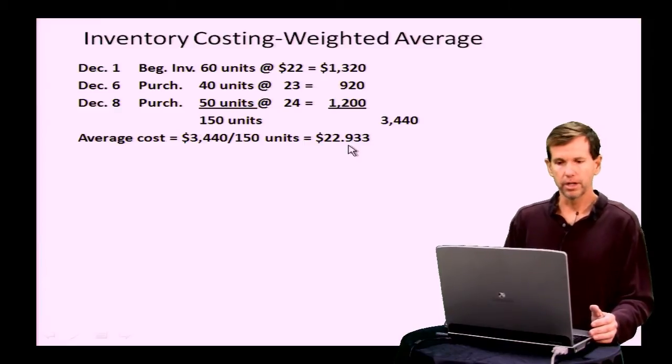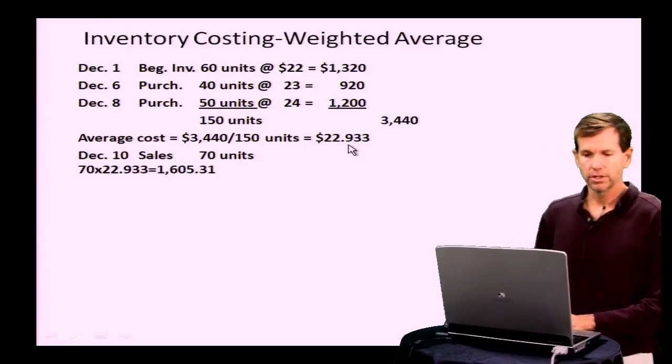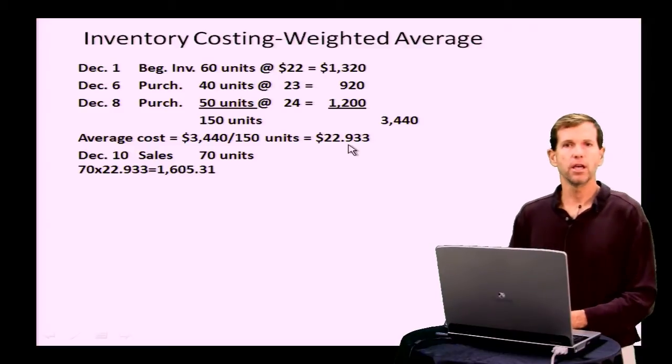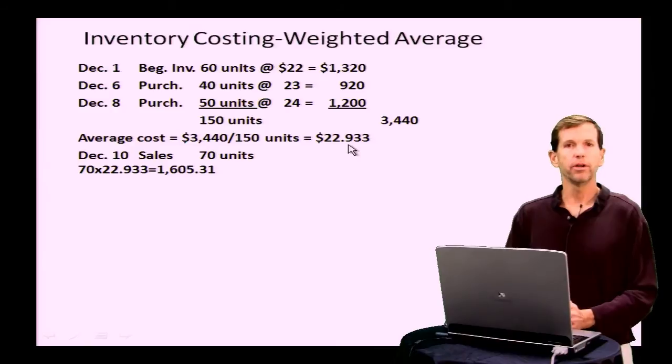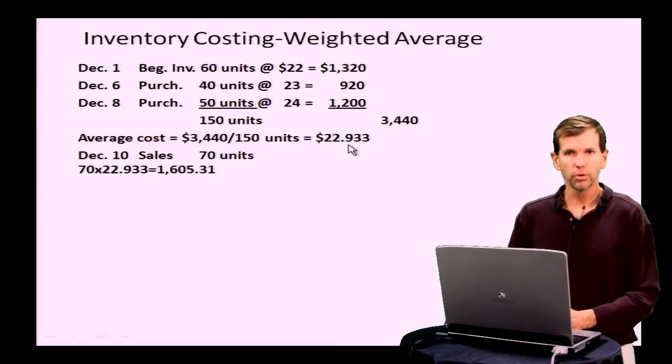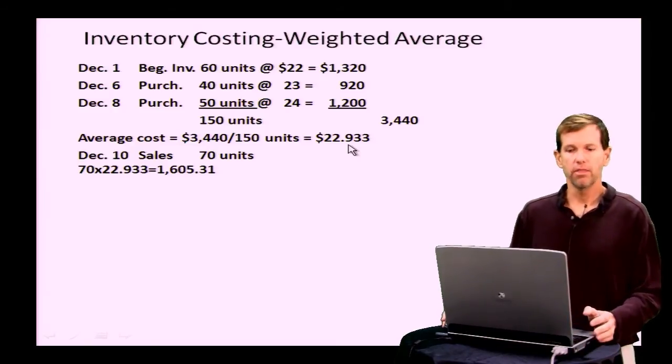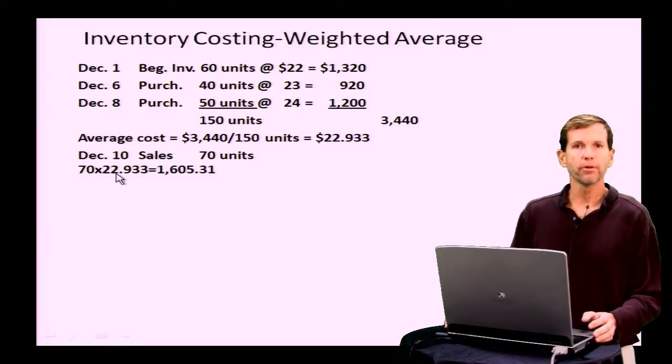Okay, let's go to the next occurrence on December 10th. As you recall, we made a sale of 70 units, so we need to calculate the cost of goods sold. Very easy to calculate. We just simply take the 70 units that we're selling times our average of 22.933, and that equals cost of goods sold on December 10th of $1,605.31.